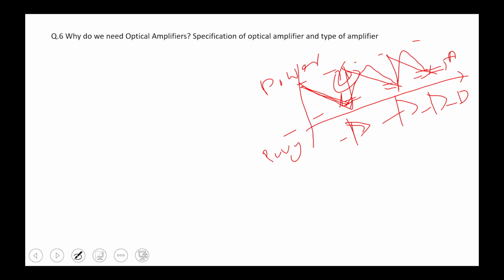So in optical amplifiers, we have the erbium doped fiber amplifier, where optical pumping is done. One is the semiconductor optical amplifier, which is made of semiconductor material like silicon, germanium, gallium arsenide, and uses electrical pumping. One is the Raman amplifier, which depends on the wavelength of the light, the Raman phenomenon.